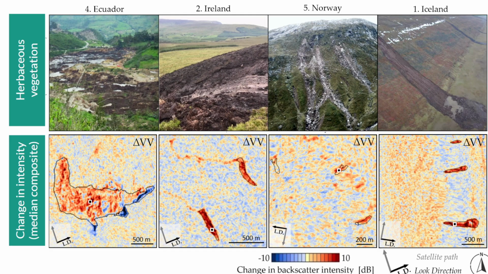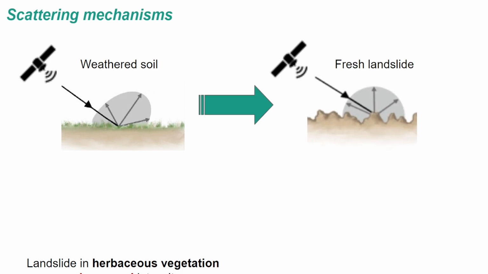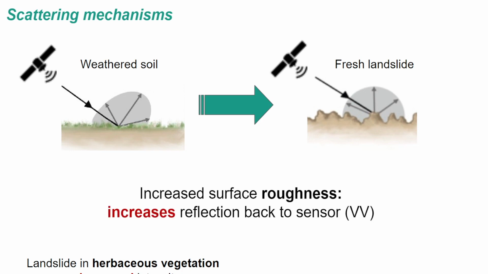And here are the backscatter change images. You can see that the landslides appear in red, indicating an increased backscatter intensity. And this is also what we saw in the Norwegian case study that I showed before. Relating this to the scattering mechanisms, the microwaves mostly penetrate through herbaceous vegetation and interact with the ground surface below. So if we go from a smoother weathered surface to a rougher fresh soil surface, the increased roughness results in more signal reflected back towards the sensor and therefore higher intensity. And this is straightforward enough.